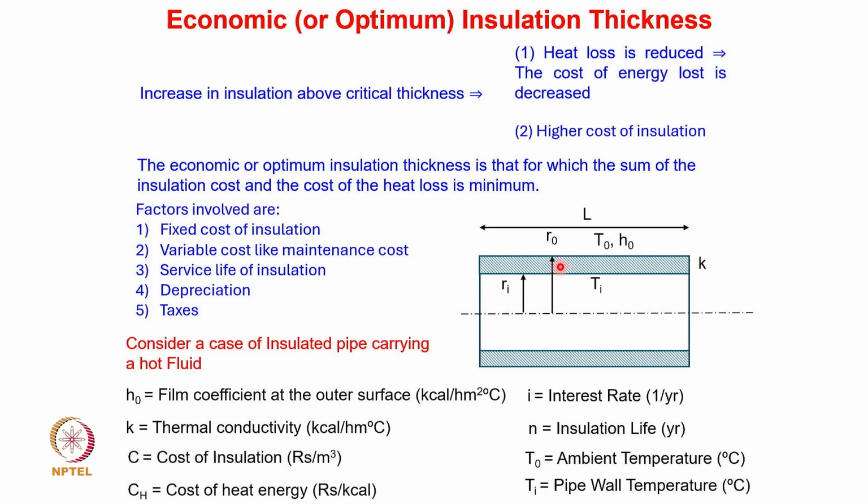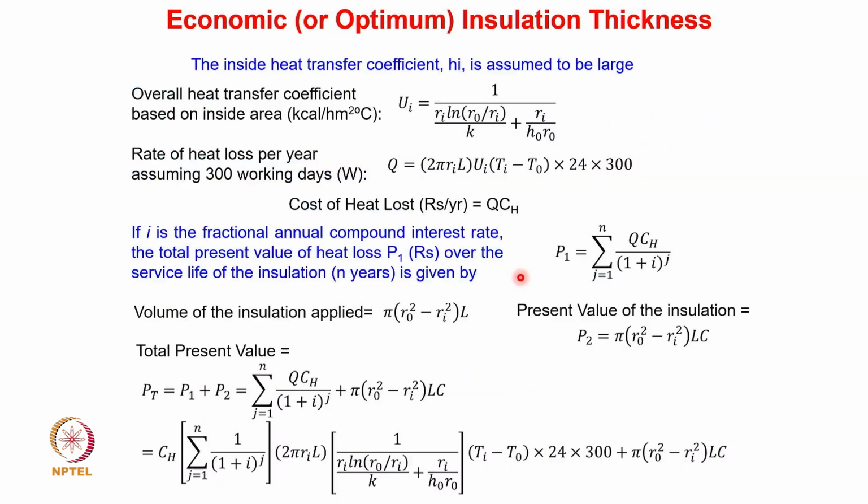So in this case, the thickness of the insulation will be R naught minus Ri, isn't it? So the volume of the insulation will be R naught square minus Ri square into pi, that is the area, multiplied by L, length. That gives us the volume of the insulation required. Now if I multiply this by a cost factor, that gives us the present value of the insulation. Since the insulation cost we have to pay in the current year itself, the present value of the insulation will be pi into R naught square minus Ri square into Lc.